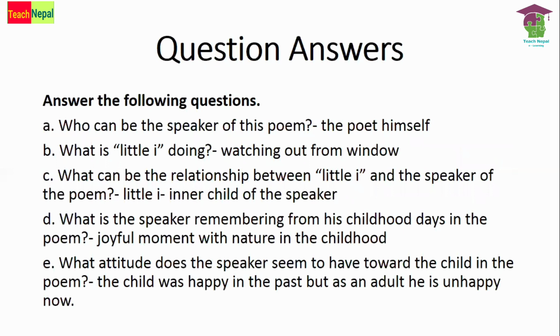Here I have included some question answers. You can be benefited, right? Who can be the speaker of this poem? The poet himself, right? Or Cummings himself. What is Little Eye doing watching out from a window? What can be the relationship between Little Eye and the speaker of the poem? Little Eye, that is the inner child of the speaker, and the speaker himself, the poet himself is the speaker.